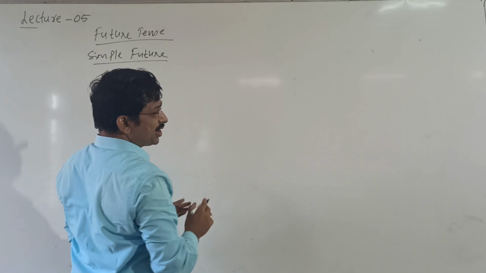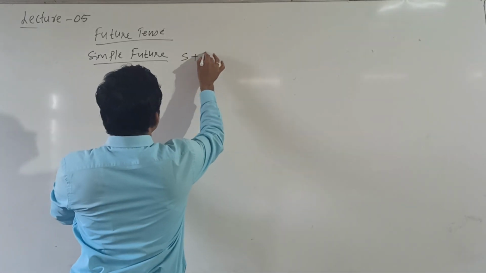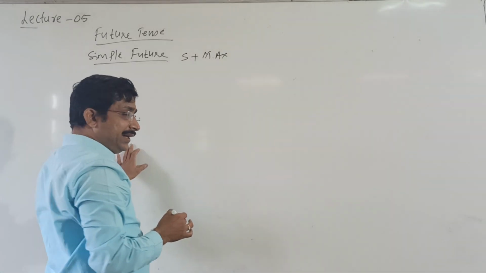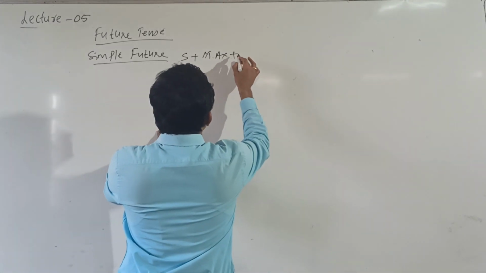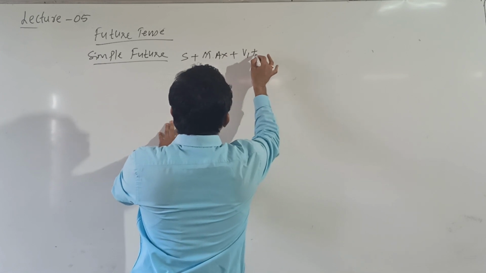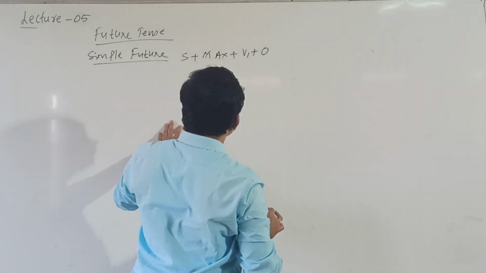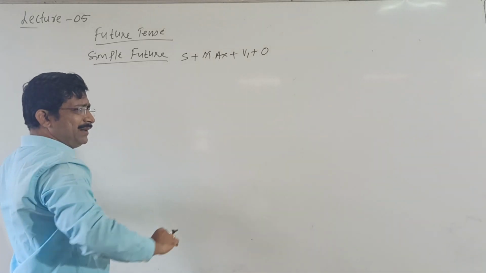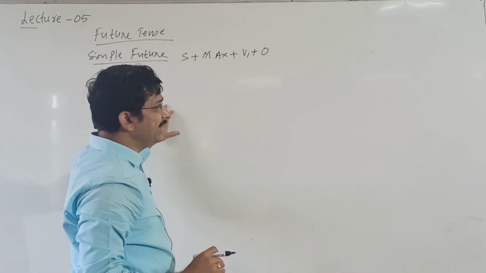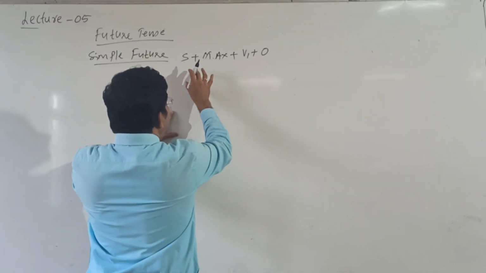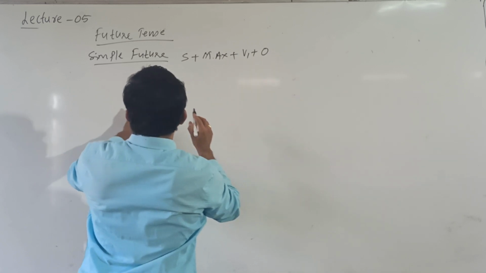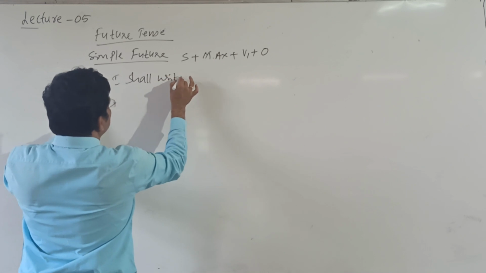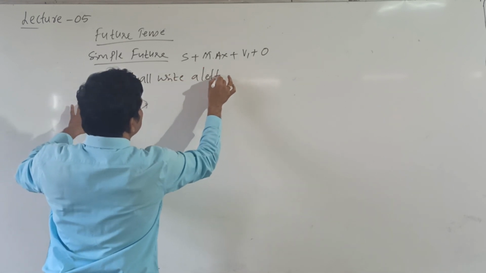What is the standard structure here? Yes plus modal auxiliary plus V1 plus object. Here, I shall, take the same example here. I shall write a letter.